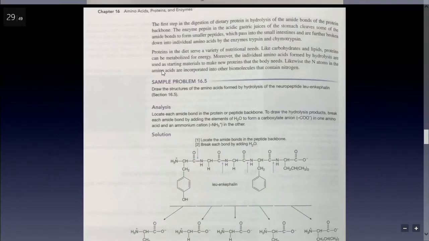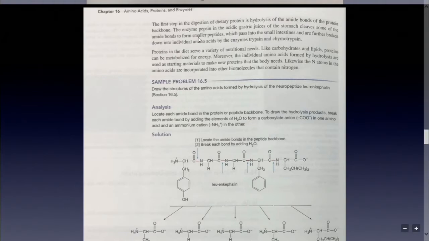The first step in digestion of a dietary protein is literally hydrolysis. So if you're going to break down a protein for digestion, for energy, you're going to use hydrolysis to break those amide bonds or peptide bonds. All right, and then the enzyme pepsin in the acidic gastric juices of the stomach is what cleaves some of those amide bonds to form smaller peptides. So this already happens right away in your stomach.